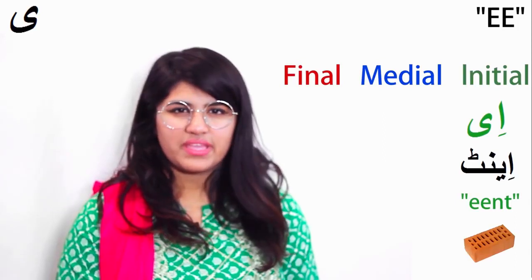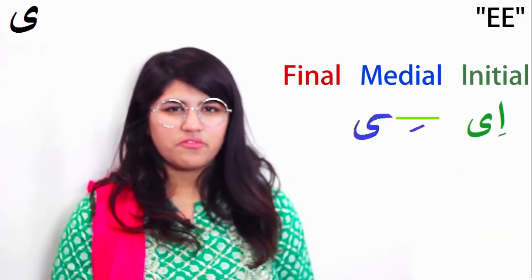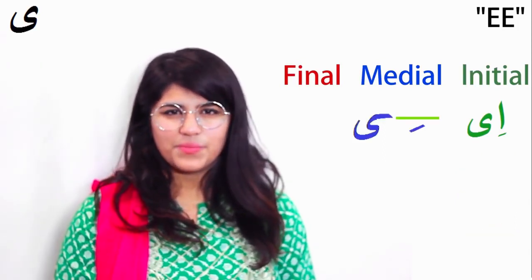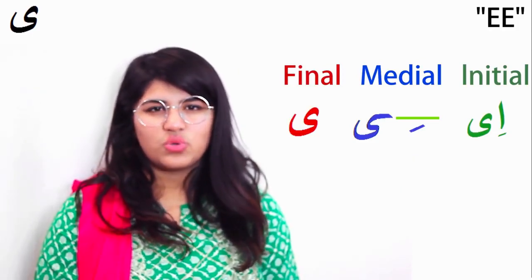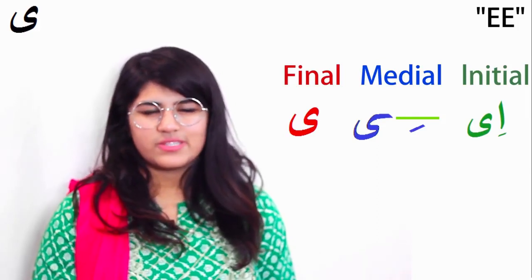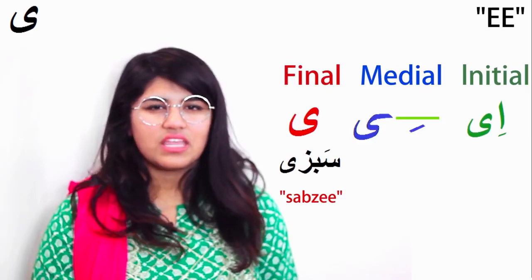Eat means brick. For the medial position, you have your zer, you have your ye, and the word is tisra. Tisra means third in Urdu. For your final position, you just have choti ye. So the word is sabzi. Sabzi means vegetables.